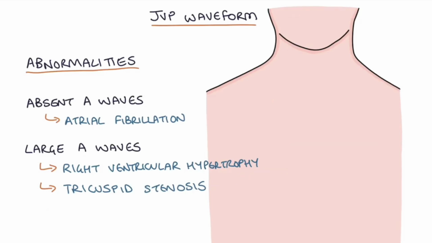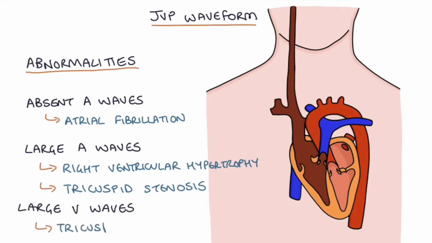There's only one cause for large V waves, and that's tricuspid regurgitation. So in tricuspid regurgitation, right ventricular contraction will lead to blood flowing back through the tricuspid valve and up into the right atrium, superior vena cava, and internal jugular vein, and this will cause large V waves. This will also cause a loss of the X descent, because the ventricular contraction increases the pressure in the right atria rather than relieving it, because blood is flowing back through the tricuspid valve into the right atria.